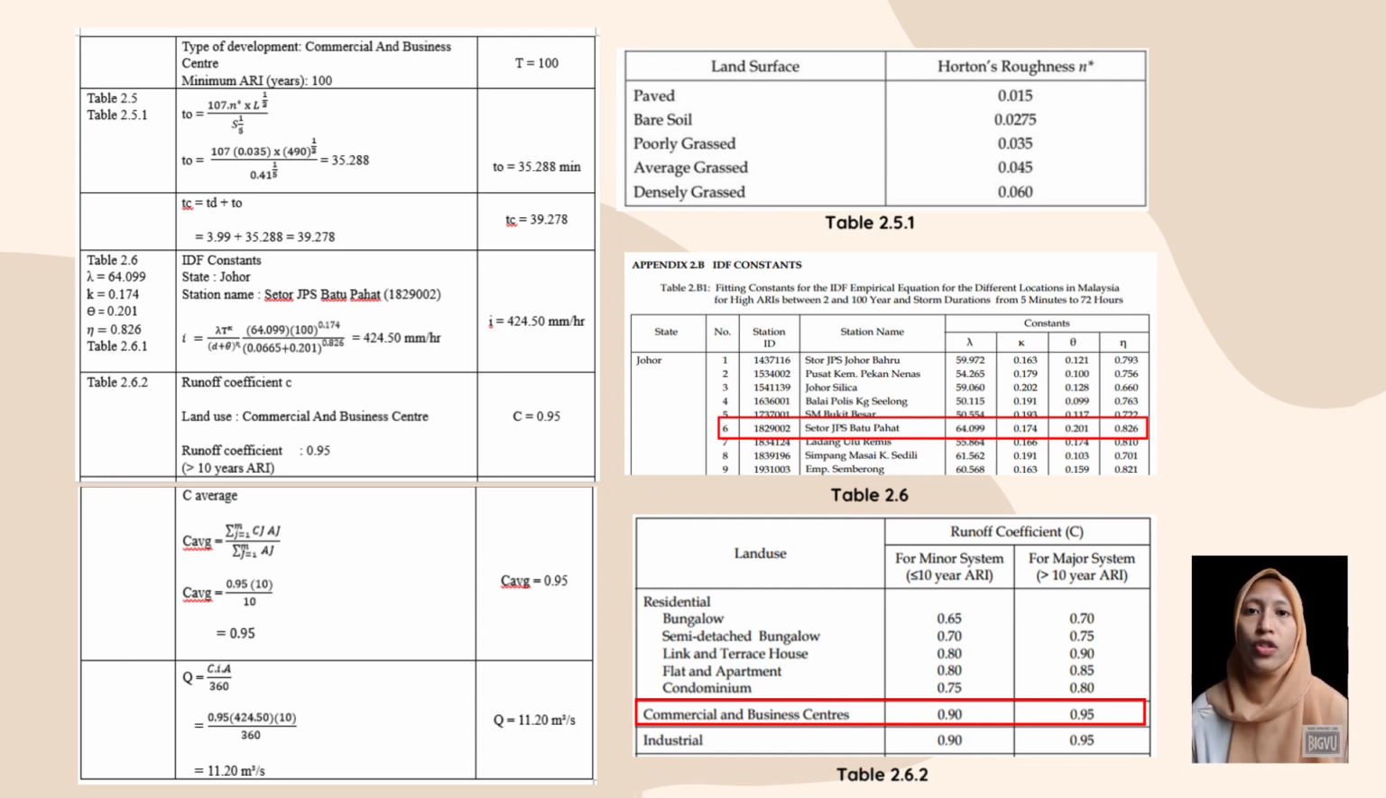For the calculation, it is necessary to refer to table 2.6 to obtain the values of lambda, K, theta, and n. The value obtained is 4 to 4.50 mm per hour. Then the determined runoff coefficient value is 0.95 based on the reference table. After that, the obtained coefficient value will be entered into the C average calculation formula. The last step is to calculate the peak flow Q. The result of the peak flow calculation is 1.20 meter cube per second.